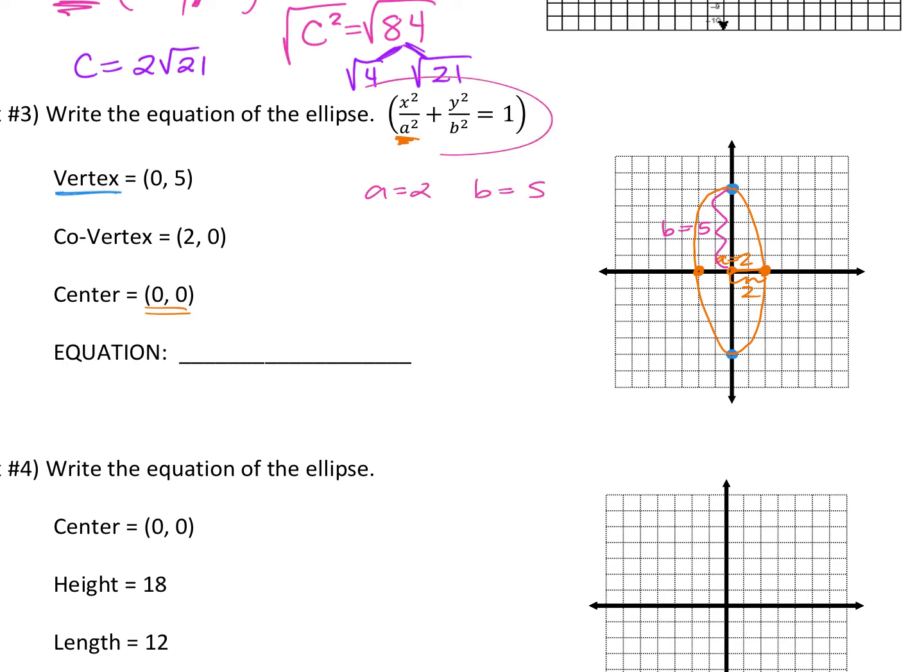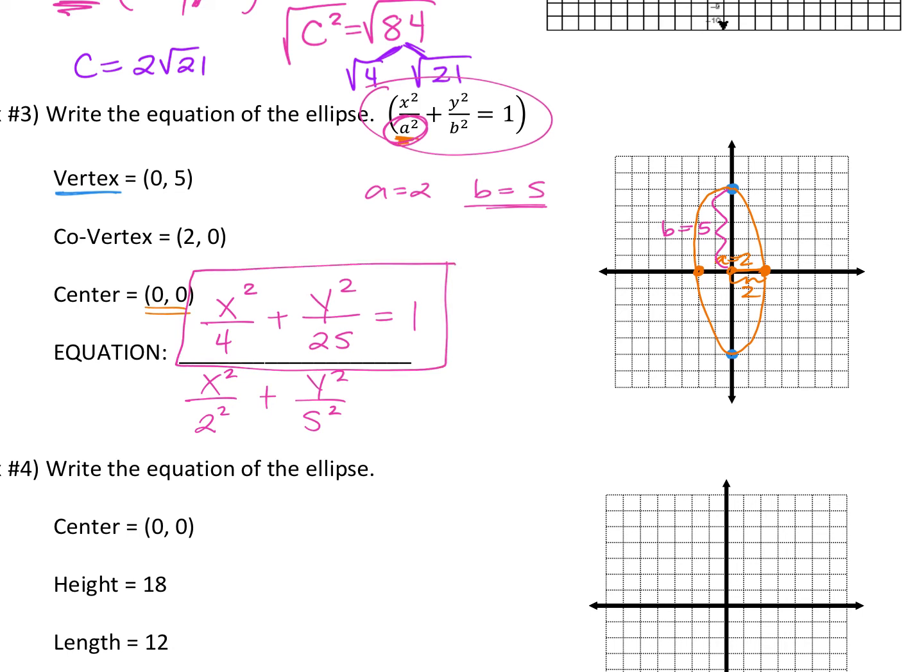So when we write our equation, it's going to be x squared over what? What is a squared then? 4, right. It's x squared over 2 squared plus y squared over what? 25. Y squared over 5 squared, so that's 25. And then it's always equal to 1. So that will be your equation.